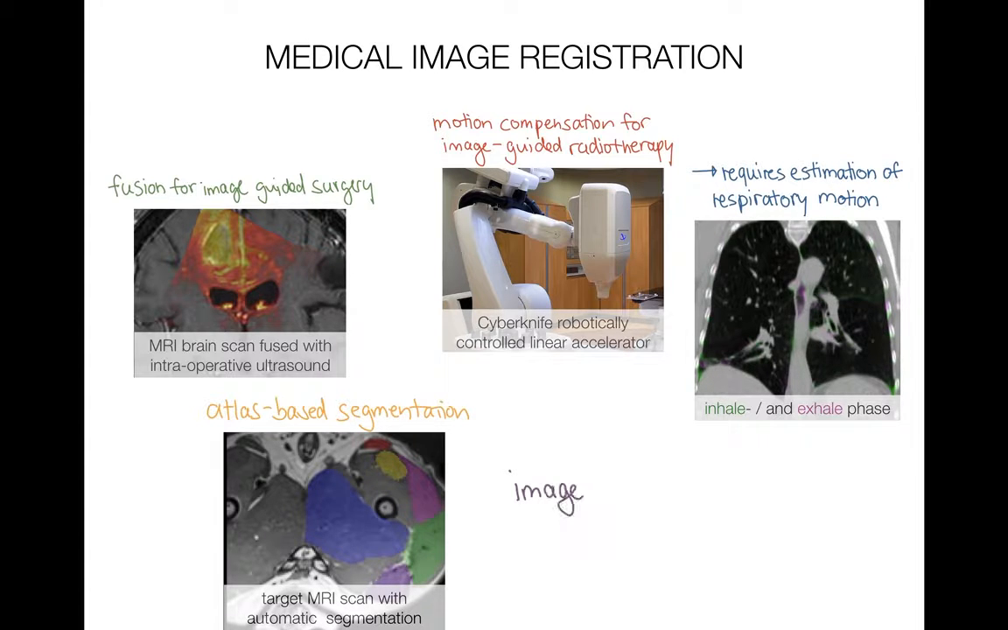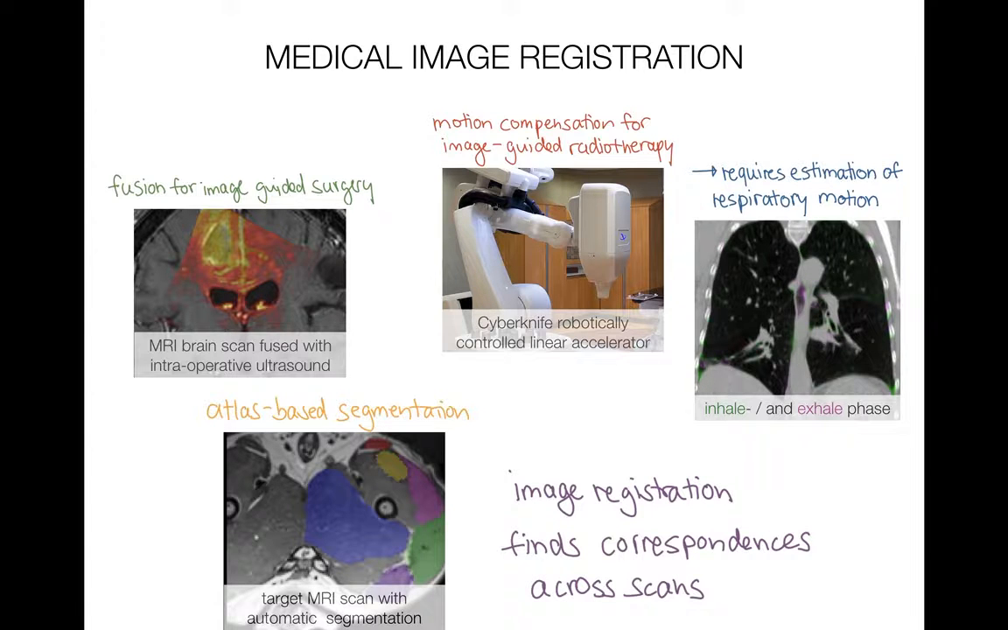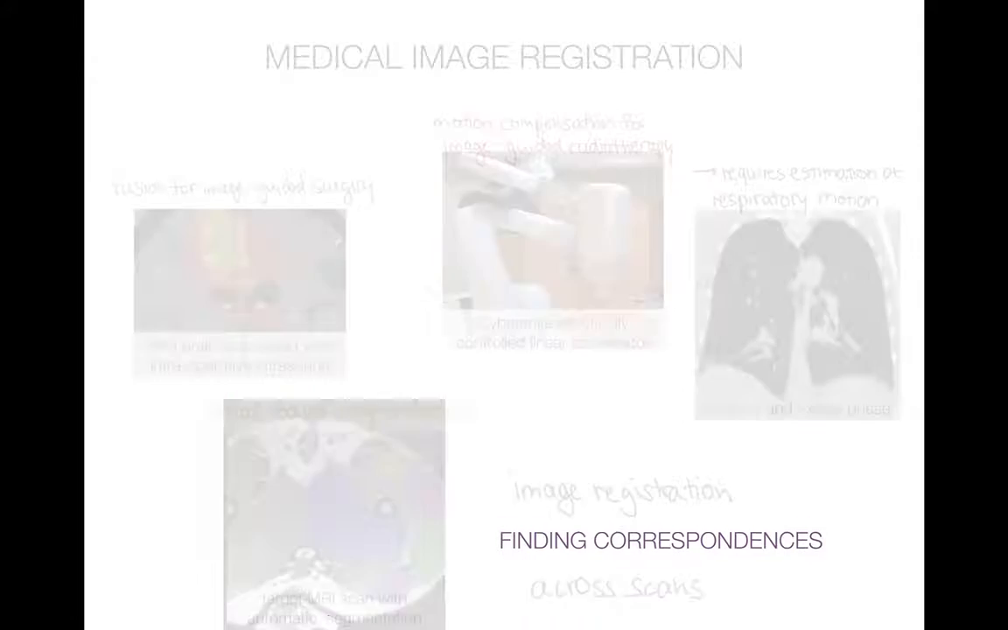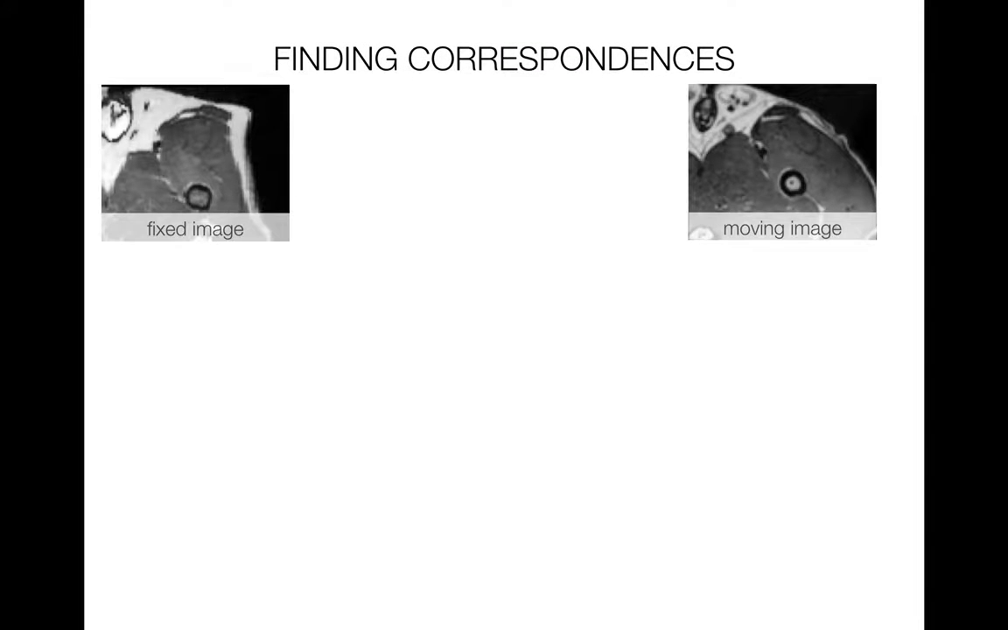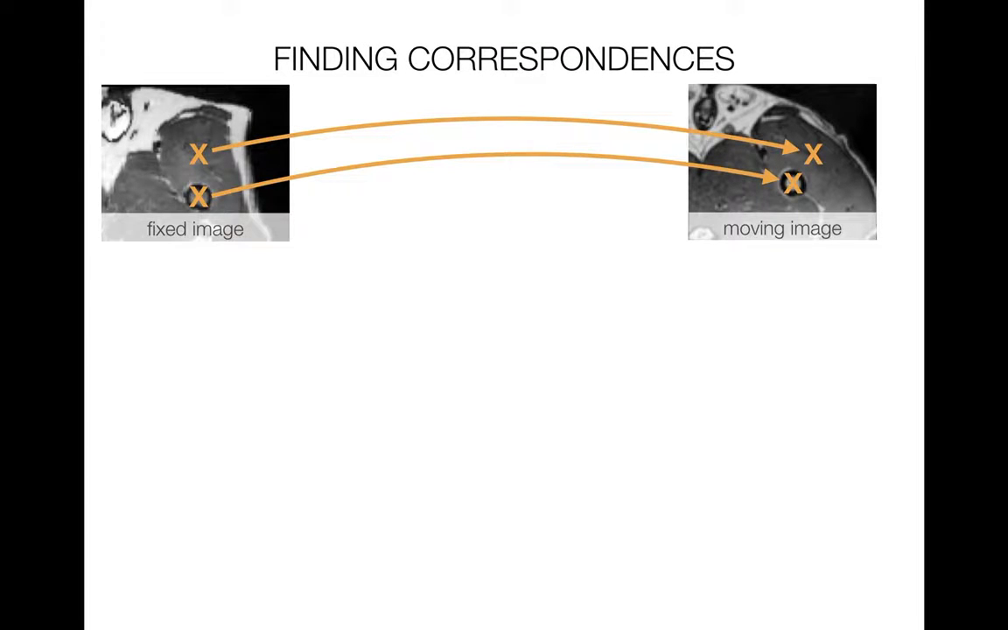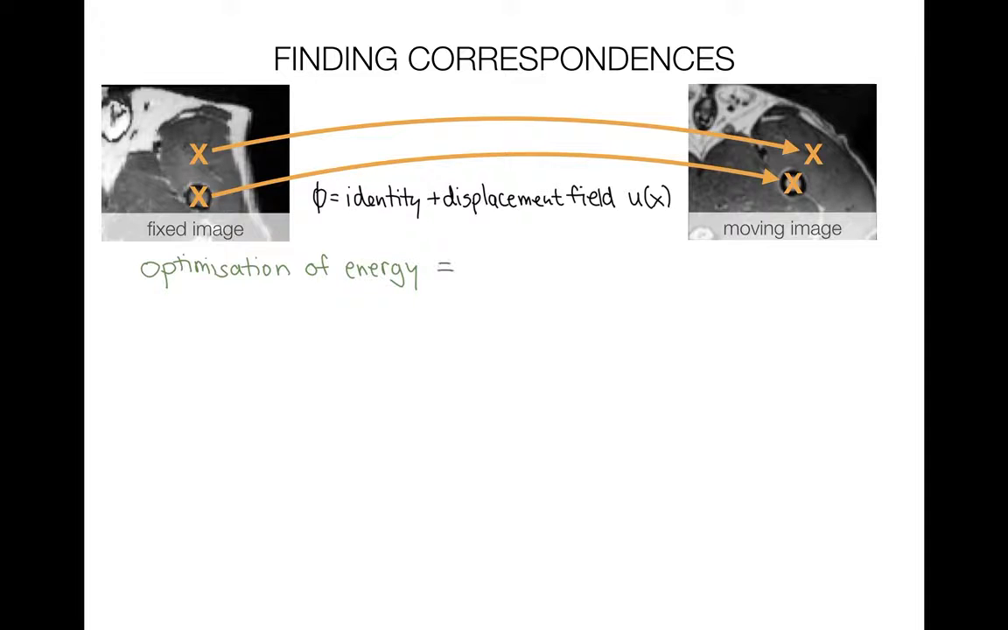For all these tasks of image registration, we're required to find correspondences across scans. And these correspondences should match related anatomical locations in the fixed and moving image. And we can then define a dense correspondence field by an identity transform and a displacement field U of x. This can be done automatically by optimizing a cost function. And this usually consists of at least two terms, a similarity term and a regularization term.